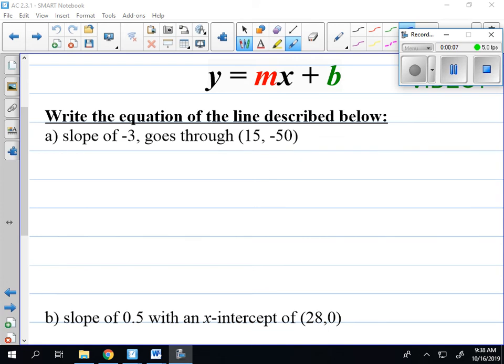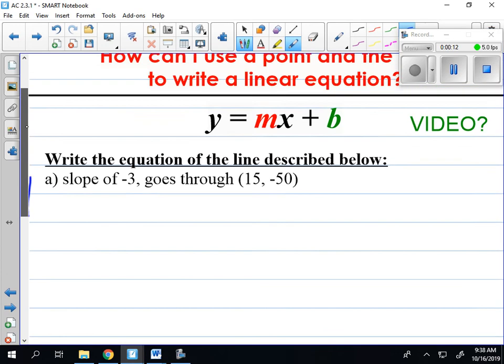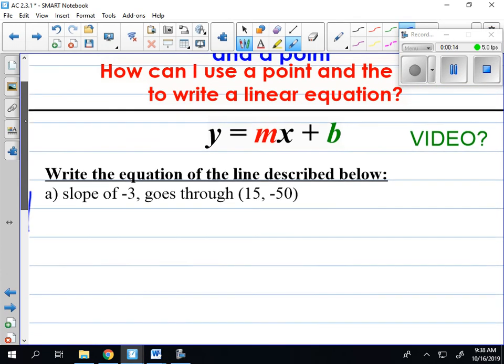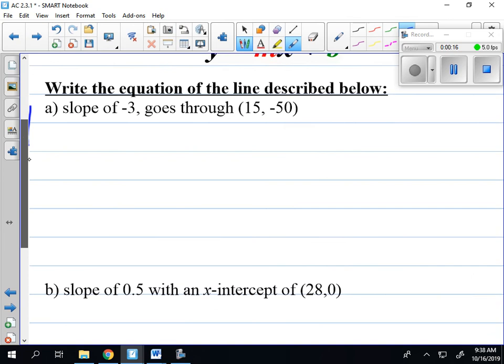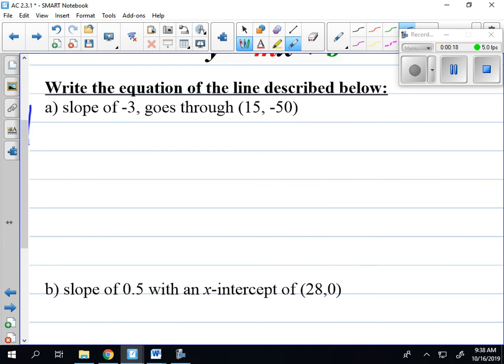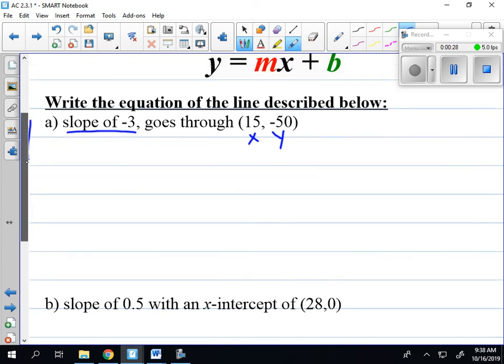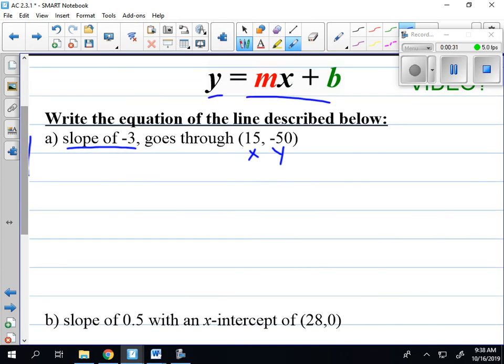Okay, so if our essential question is, how can I use a point and the slope to write a linear equation? This is a really good example because it gives us the slope right away and it gives us a point, an xy pair. So the first thing I'm going to do just to keep myself organized is write out everything I need. So for the equation y equals mx plus b, I need a y value, an m, an x, and a y-intercept.